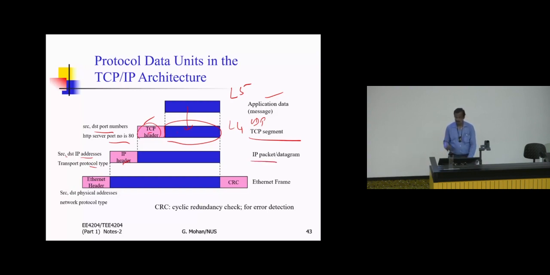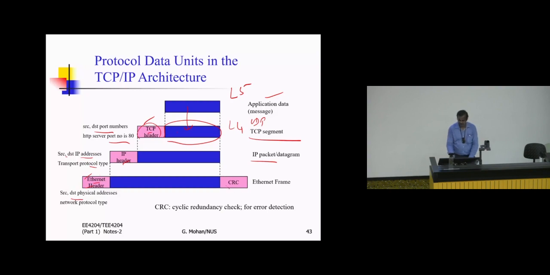Then finally, we attach the header at layer two. Let's say it goes through an Ethernet network, it adds an Ethernet header. If it goes through Wi-Fi, a Wi-Fi header will be added here. This header information includes, among others, the source address and destination address. I think this example we have seen before: source hardware address, destination hardware address. This information is added here.